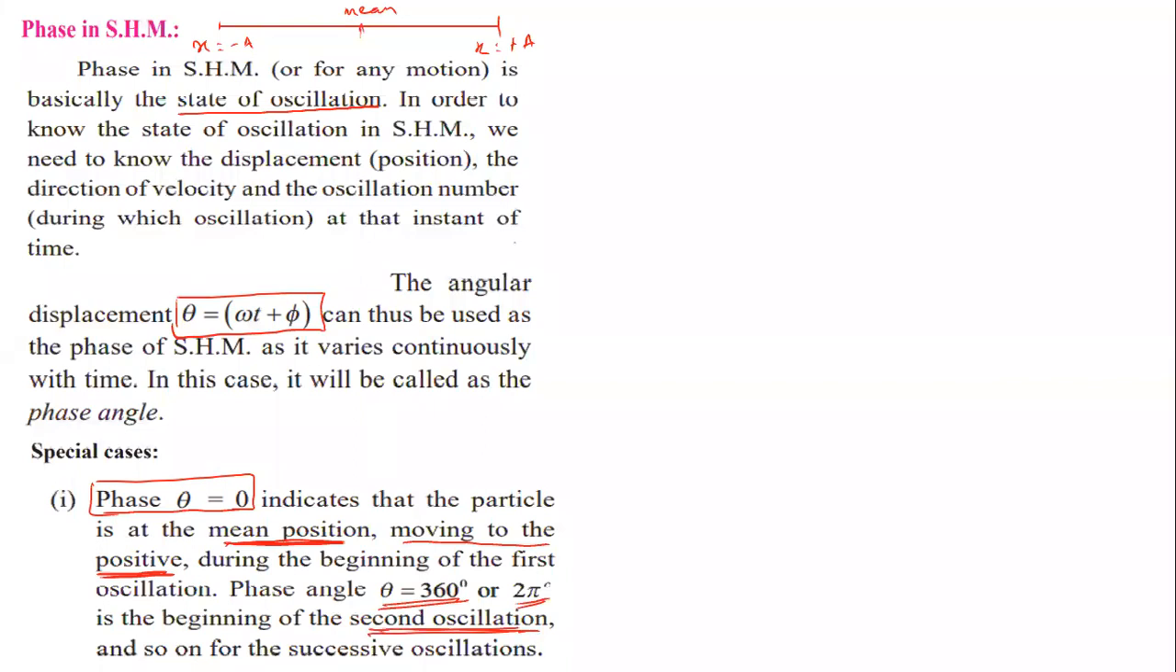It starts the second oscillation. Means when the particle is at mean, theta is equal to 0. Again it moves to this side, and again comes to this point. Then theta is 360 or 2 pi. And after that one oscillation is completed, and it is the beginning of the second oscillation.